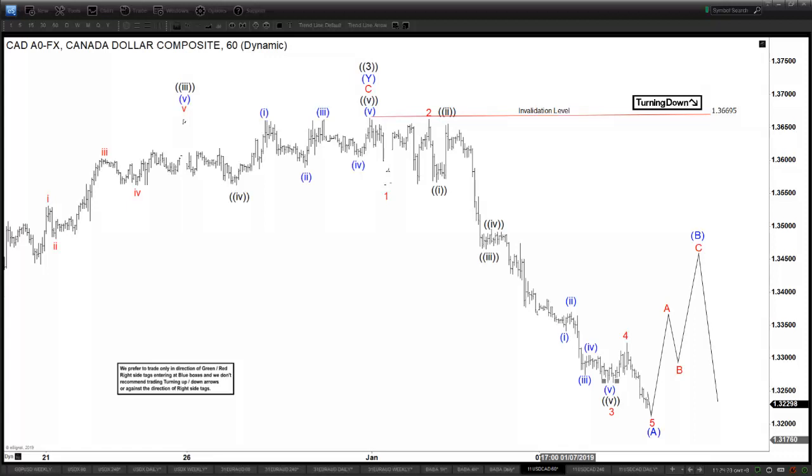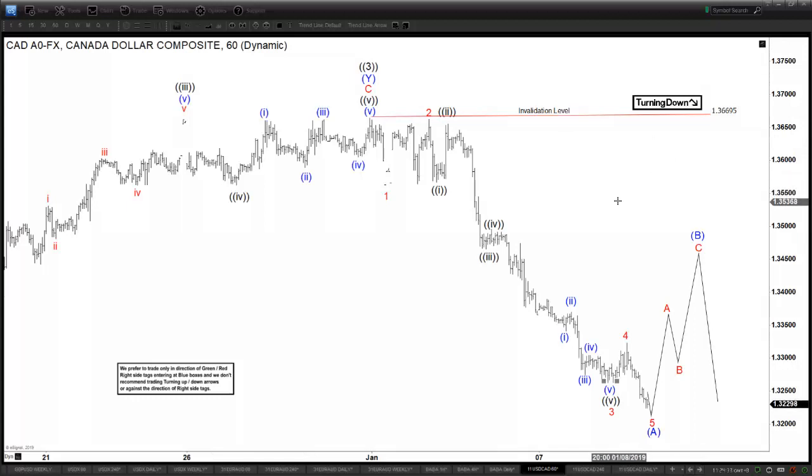Today is Wednesday, January the 9th, 2019. The time is around 3:30 a.m. GMT. So today we will be looking at the chart of the Canadian dollar. This is the US dollar CAD 60 minutes chart.